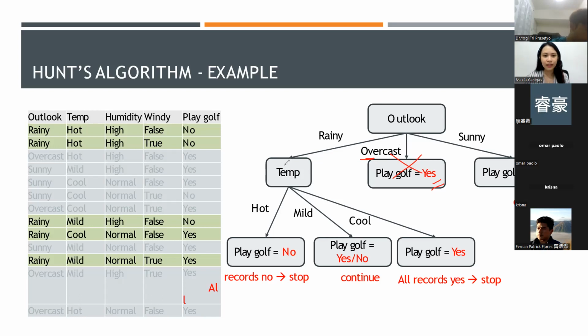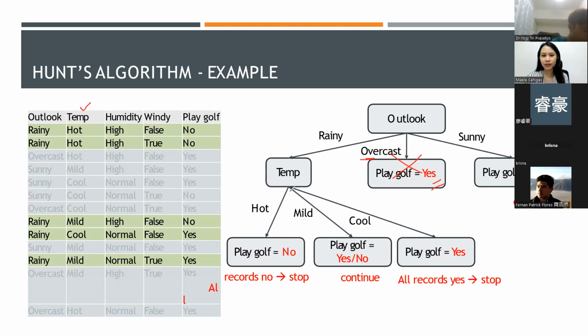And then let's branch out again. This time let's just say we're going to choose temperature. So after outlook, our next branch node would be temperature. Under temperature we have hot, mild, and cool. So we also have three branches: hot, mild, and cool.